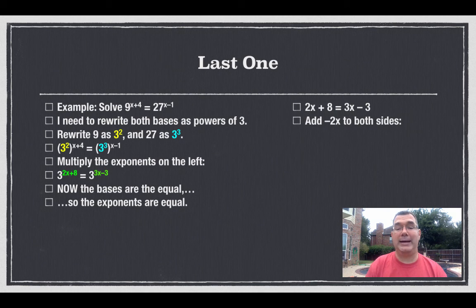I will add negative 2x to both sides just to get rid of them on the left. So I get 8 equals x minus 3. And finally, I add 3 to both sides, and I get that x equals 11. So the solution to that equation is x equals 11.